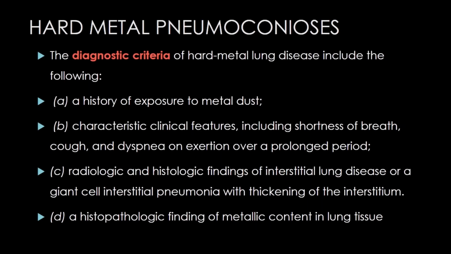Hard metal pneumoconiosis. The diagnostic criteria of hard metal lung disease include the following. They are a history of exposure to metal dust, characteristic clinical features which include shortness of breath, cough, and dyspnea on exertion over a prolonged period, radiologic and histological findings of interstitial lung disease or a giant cell interstitial pneumonia with thickening of the interstitium. Then the last criterion is a histopathological finding of metallic content within the lung tissue.